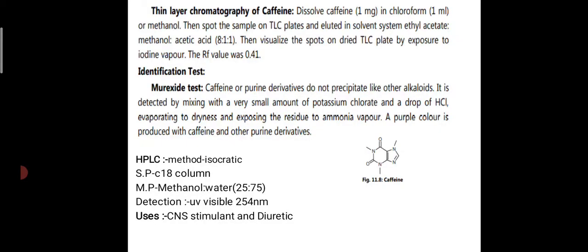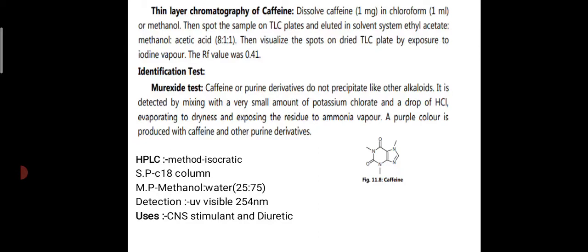Next, the identification test of caffeine. For identification, we use the Murexide test. Caffeine is mixed with a small amount of potassium chlorate, and to this a drop of HCl is added. Then this solution is evaporated till a dry component is obtained, and this dry component is exposed to ammonia vapor. If it shows purple color, the caffeine is confirmed.